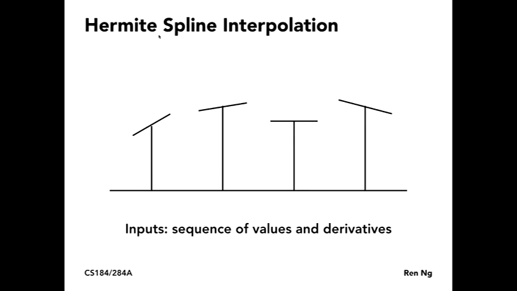Okay, and then Hermite spline interpolation, I already alluded to this at the beginning. So if we do one of these segments and then we want to do a whole bunch, we can just sort of chain them up. Okay, so there we go. Input will be a sequence of values and derivatives that we want. Make sense?